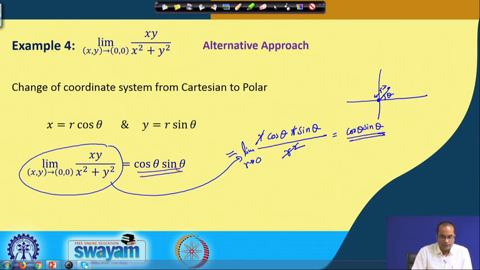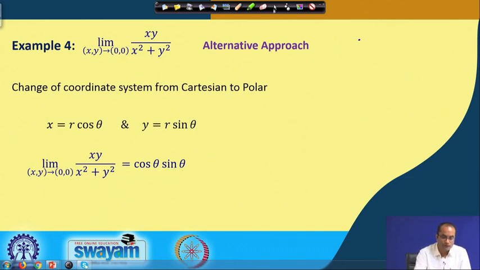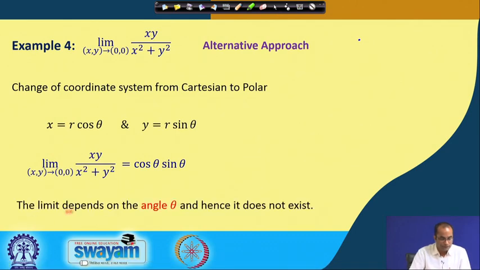What we observe again is that this limit depends on theta. If we choose a different angle to approach the origin, then the value will be different. So, again the similar situation: the limit depends on the angle theta, or we can say it depends on the path, and hence this limit does not exist.